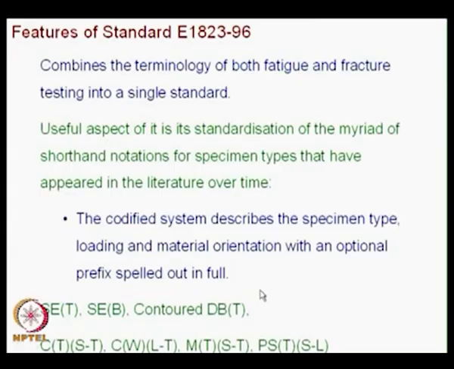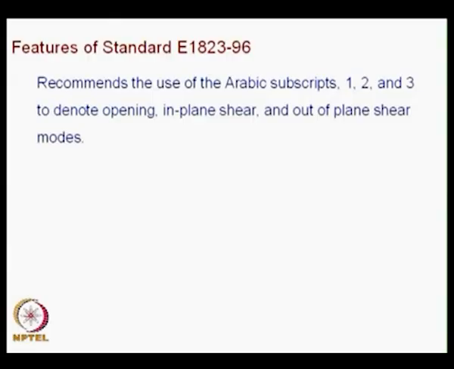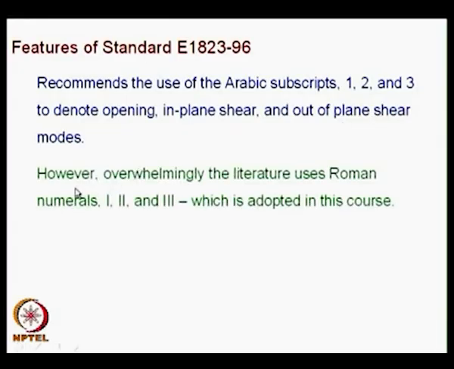So, this is like a sample. Suppose you take a paper which follows this code and abbreviates the specimen; you should know that you have already heard this in the course on fracture mechanics. And there is also another very interesting recommendation this code gives, though no one seems to have followed it. It recommends the use of Arabic subscripts 1, 2 and 3 to denote opening, in-plane shear and out-of-plane shear modes, but most books follow Roman numerals I, II and III, which is what is adopted in this course as well.